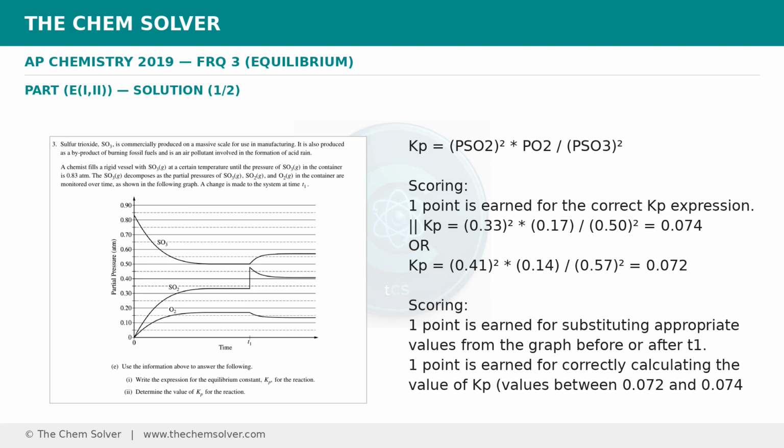Kp equals 0.33 to the power 2 times 0.17, divided by 0.50 to the power 2, which is equal to 0.074. Or Kp equals 0.41 to the power 2 times 0.14, divided by 0.57 to the power 2, which is equal to 0.072. Scoring. 1 point is earned for substituting appropriate values from the graph before or after t1. 1 point is earned for correctly calculating the value of Kp. Values between 0.072 and 0.074 are acceptable.